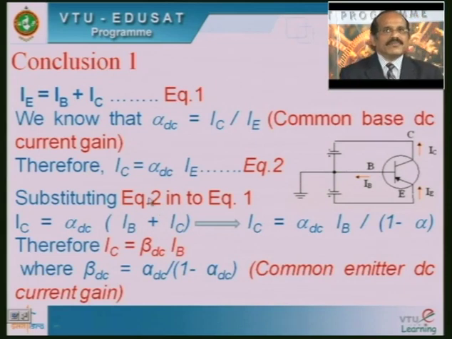To conclude, in this session we could derive the expressions for the various currents. We know that IE equals the sum of the base current and collector current, and that alpha DC is the ratio of output current to input current, that is IC by IE, so IC is equal to alpha DC times IE. If you substitute equation 1 into equation 2 and rearrange, we get IC equal to alpha DC divided by 1 minus alpha DC, into IB.